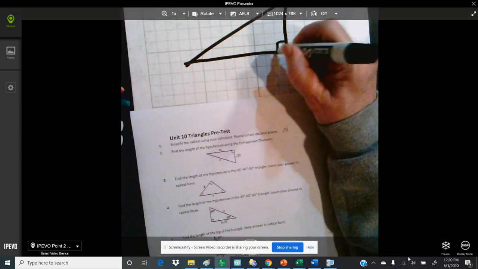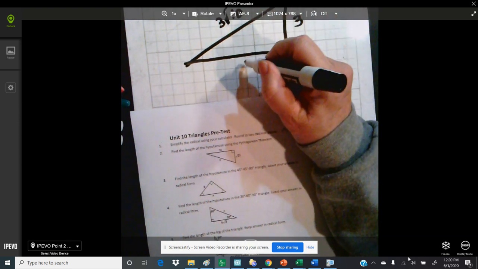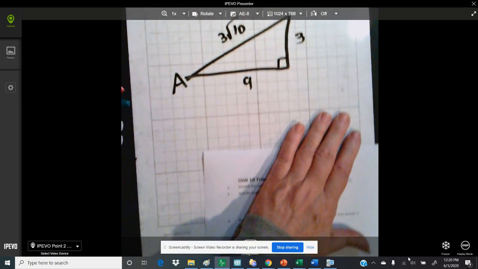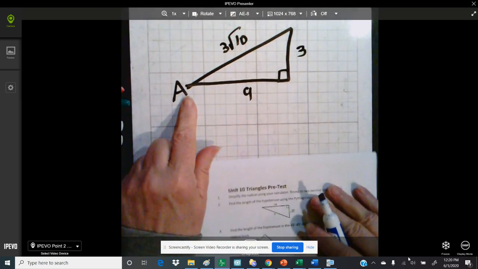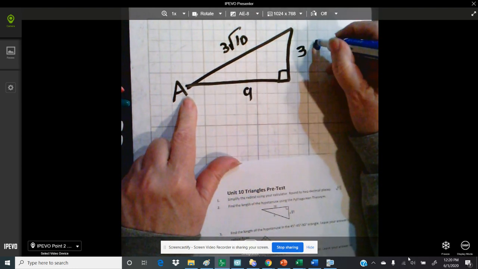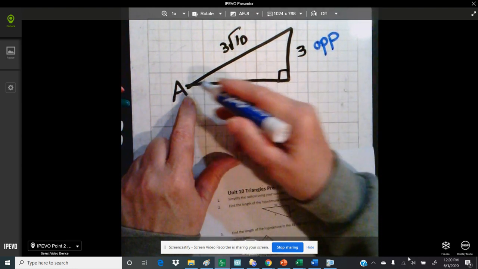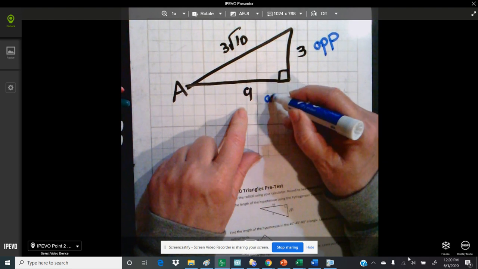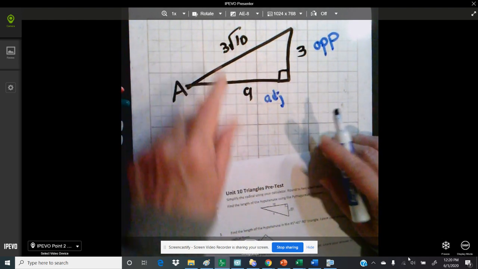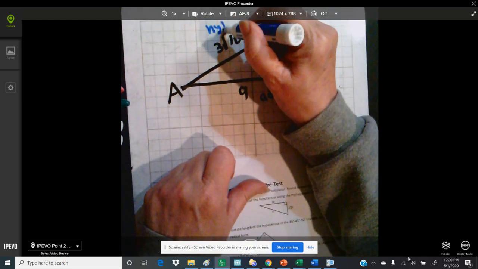And then number 7 says find the tangent of angle A as a fraction. So here they give me a triangle, and they tell me this is 3 times the square root of 10, and this is 9, and this is the angle A that we're looking at. So let's go ahead and mark what we know. If this is the angle I'm looking at, this is the one furthest away, so this is the opposite. This is the one right next to it, so this would be the adjacent. Opposite the 90 degrees is my hypotenuse.